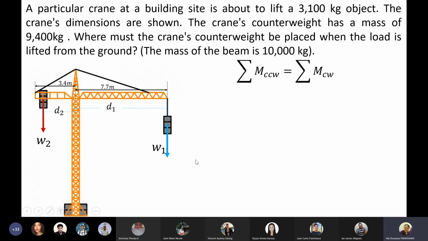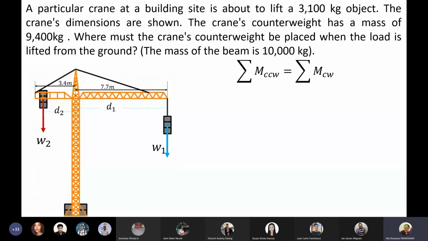So, we will use the formula which is the summation of moment along the system is equal to 0. So, the counterclockwise should be equal to clockwise. Again, if you will use this, you will assume that all moments are positive. Pag ginamit nyo itong formula na to, all moments are positive. So, if this is the pivot, our weight 2 will make our system to turn into anong direction sa tingin nyo? Clockwise or counterclockwise?